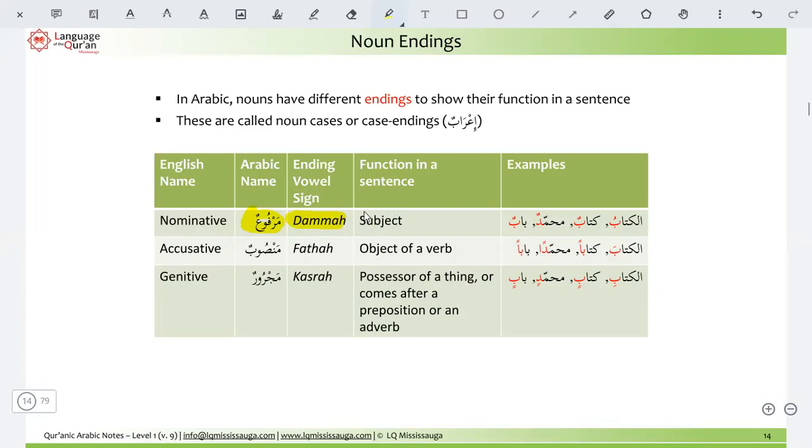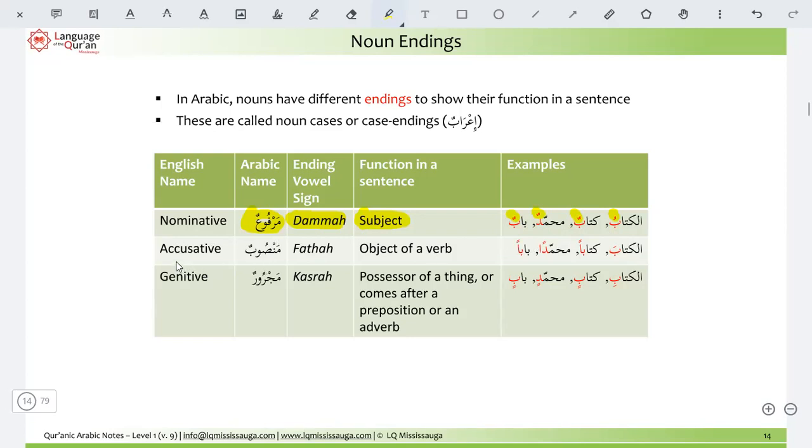And it is always the subject, the doer of a function. Like al-kitabu, kitabun, Muhammadun, babun. They all have the nominative case, marfu, because their ending is dhamma. That's why we call it nominative case or marfu.